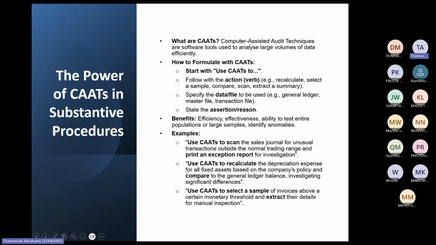And you see, it's nice because the computer software can recalculate all the depreciation expenses, whereas as an auditor, if you must recalculate it yourself, you will just do a sample. So you will select a sample from the fixed asset register and recalculate based on that sample, because as an auditor, you're not by any means able to work as fast as a computer, hence we use CAATs. Okay.